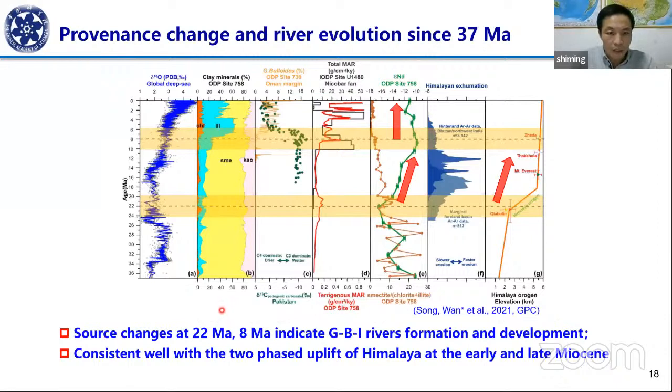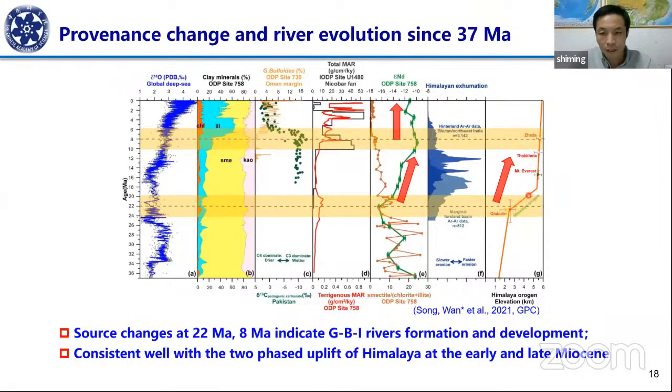So together with the above discussion, we can see that the sediment provenance changed at 22 and 8.0 million years. And here we also show the proxy lead isotopes and the smectite to chlorite ratio. So we can see that at 22 and 8.0 million years, the sediment source changed significantly. And this indicates the formation and development of the Himalaya-sourced rivers, both of which are consistent with the two-phased uplift of the Himalaya in the early and late Miocene.